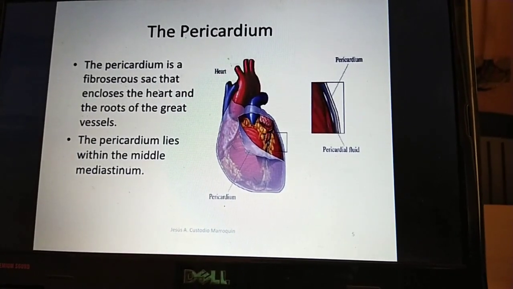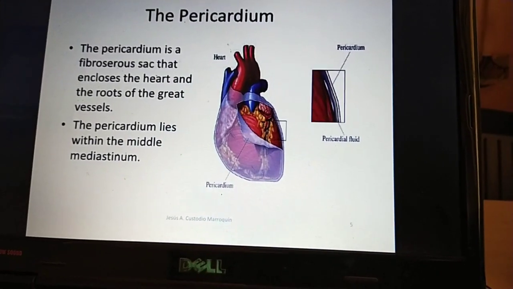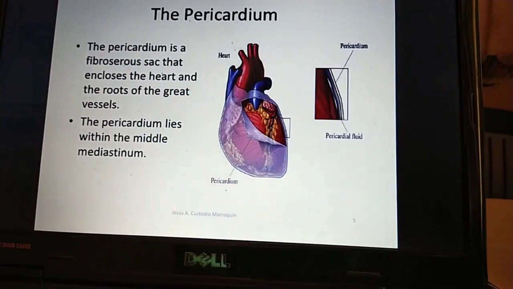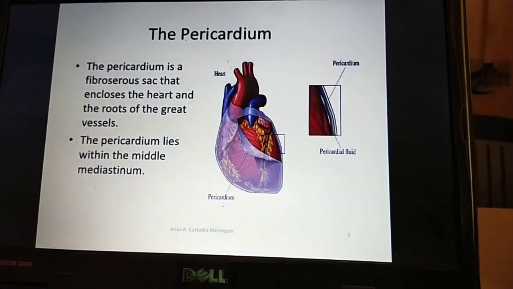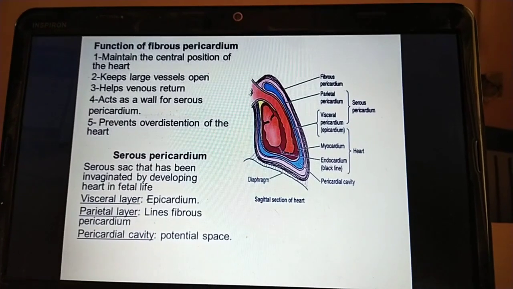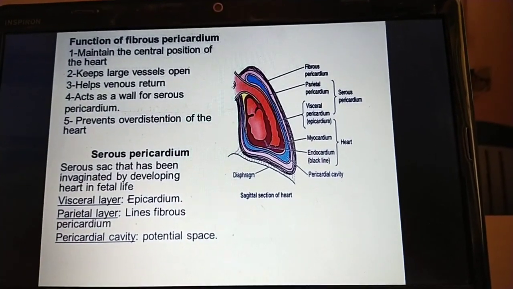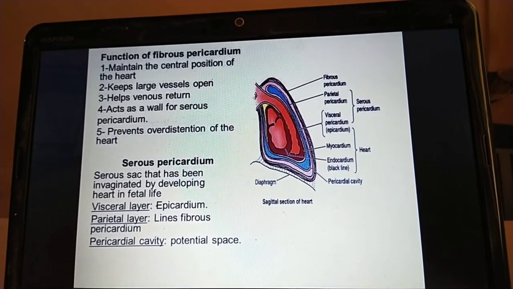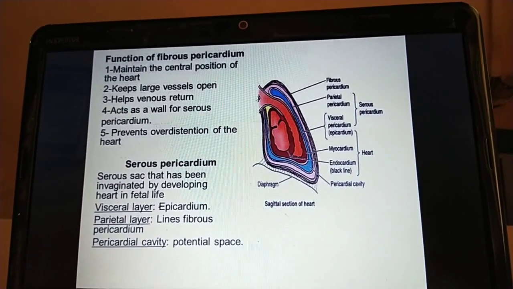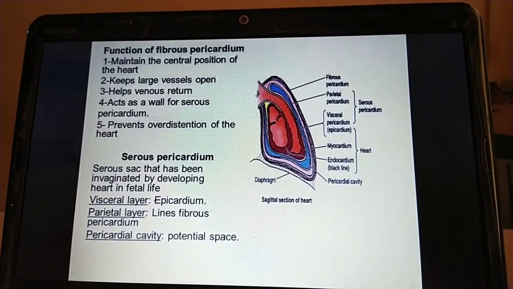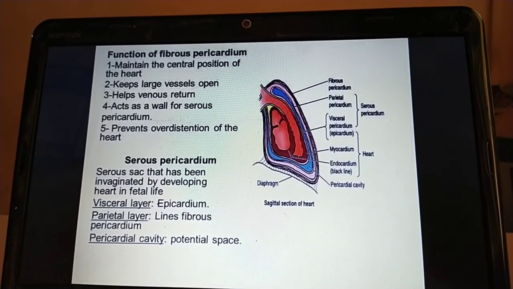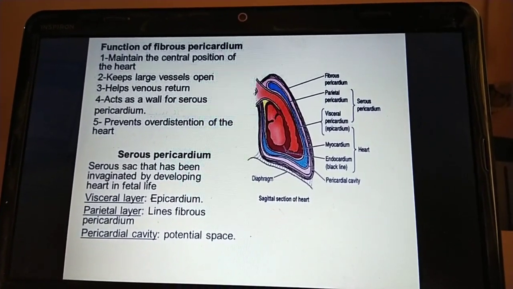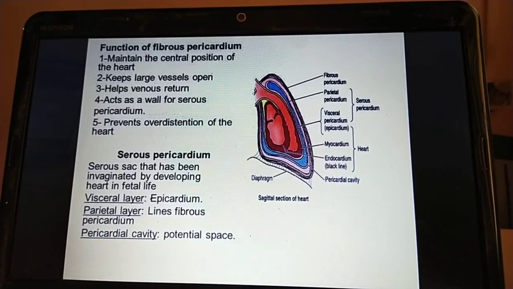The pericardium is a fibroserous sac that encloses the heart and roots of the great vessels. The pericardium lies within the middle mediastinum. Now we can go to the functions of the pericardium. In that we can make two layers or two structures. When you consider the whole pericardium, it is fibroserous. If you consider visceral and parietal, then the parietal pericardium is fibrous, and the visceral pericardium is serous.